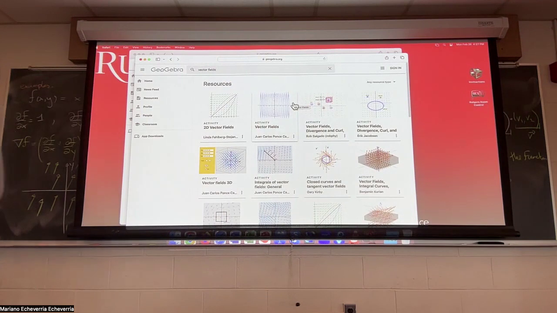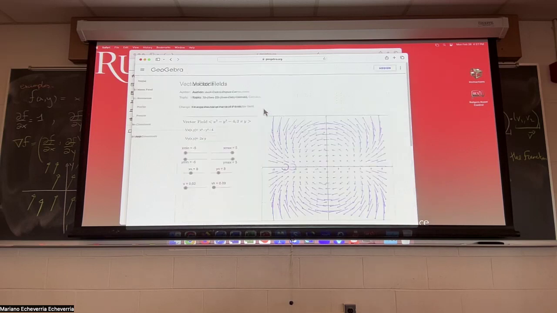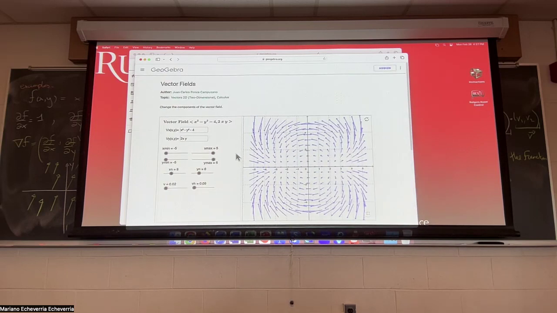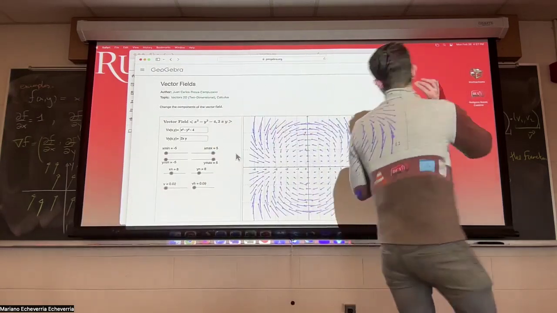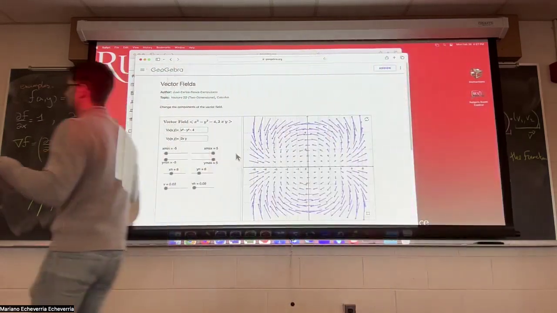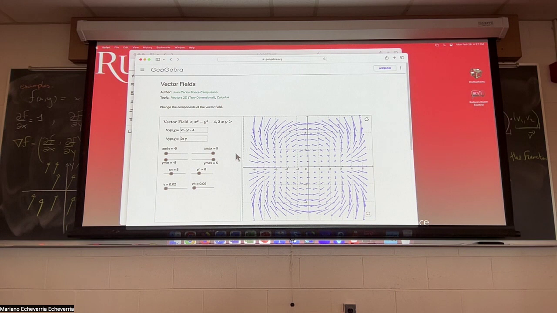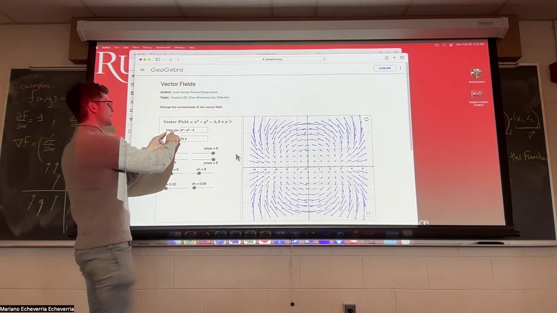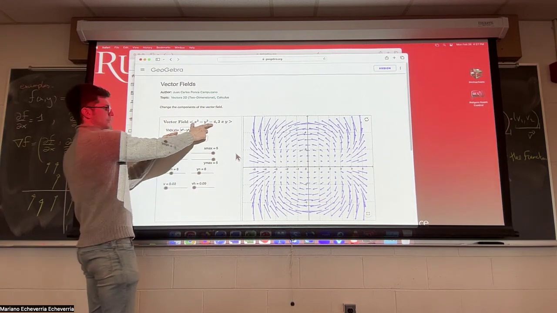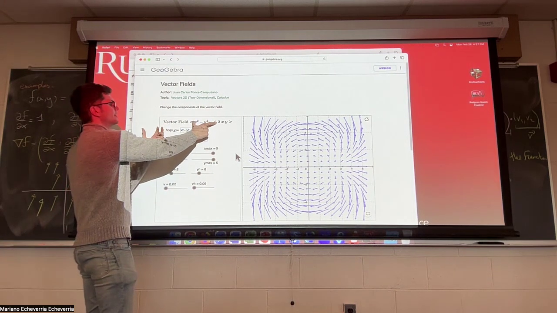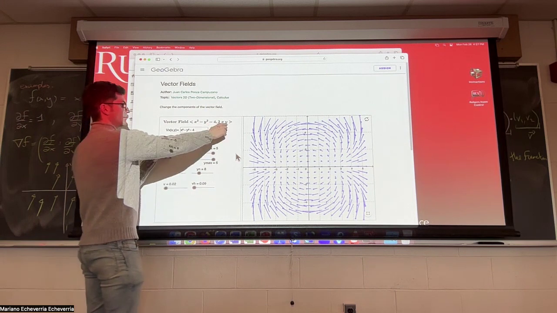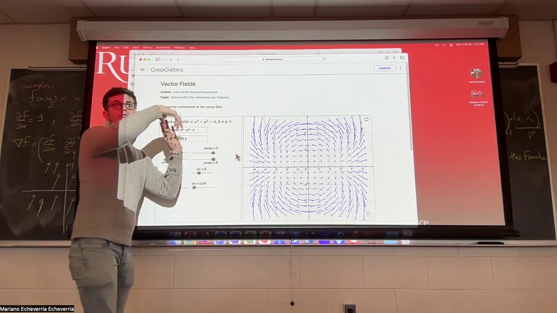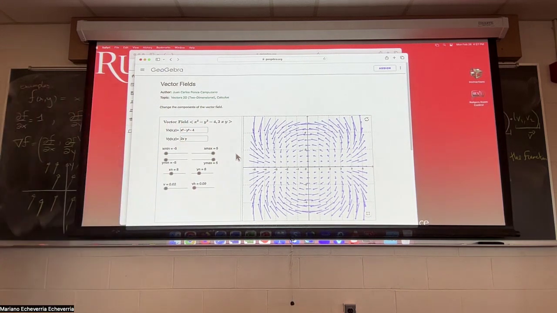For example, you can go to GeoGebra and enter something like vector fields. The notation is a bit weird, but this refers to the first entry of the vector, and the other one refers to the second entry of the vector. So our vector is 1, 3, right? So I'll just put 1 and 3 as the entries.